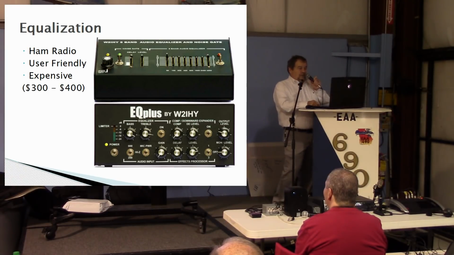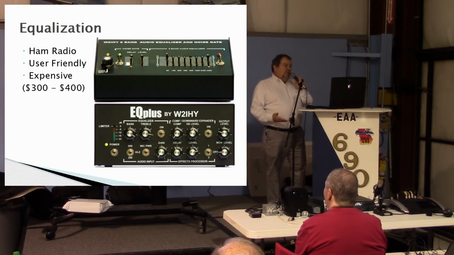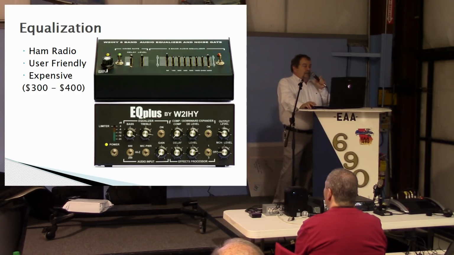I'm going to buy one of these W2IHY boxes that are made for ham radio, and they are made for ham radio. The equalization here is what we call a graphic equalizer. We've got several bands of equalizations we can raise and lower. And we got all kinds of fancy knobs and compression and delays and output levels, monitor levels, all kinds of stuff. Well, this little box is $300. This one's $400.